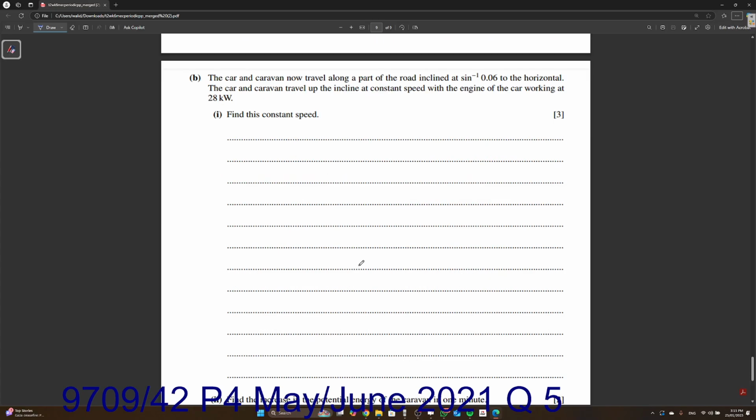Part B. The car and caravan now travel along a part of the road inclined at sine inverse 0.06 to the horizontal. The car and caravan travel up the incline at constant speed with the engine of the car working at 28 kilowatts. Find the constant speed. So remember, when we say constant speed, that means sigma Fx is equal to 0 because there's no acceleration.